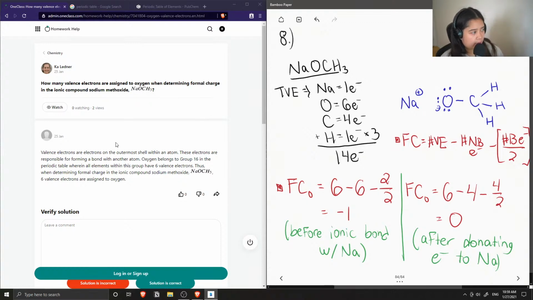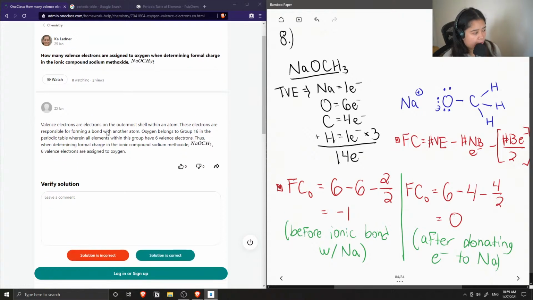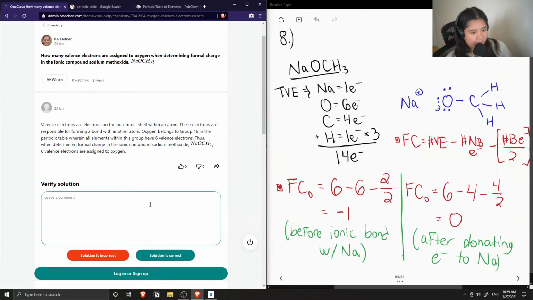Valence electrons are electrons on the outermost shell within an atom. These electrons are responsible for forming a bond with another atom, and oxygen belongs to group 16 in the periodic table, wherein all elements within this group have 6 valence electrons. Thus, when determining formal charge in the ionic compound sodium methoxide, 6 valence electrons are assigned to oxygen. Oh, so they only asked for valence electrons, so I just calculated formal charge just to show how we would do so. So this solution is correct.